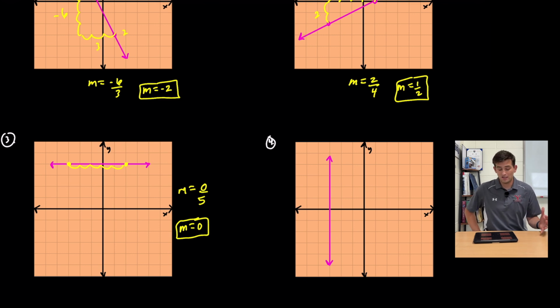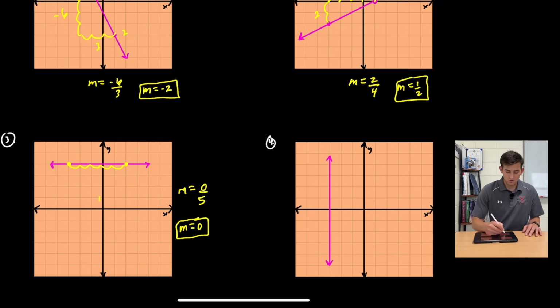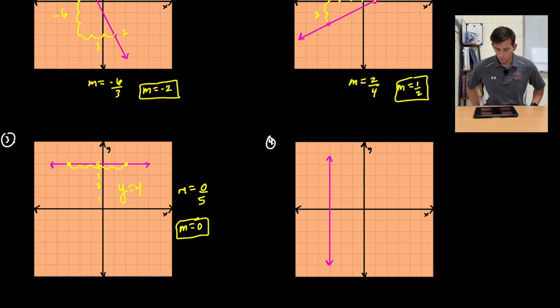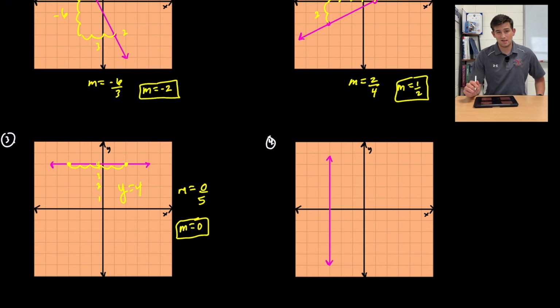So even if I wanted to write the equation for this line, I could say, okay, this is 1, 2, 3, 4. So this must be an equation of y equals 4, right? Okay. And number 4, right? Kind of the same idea.